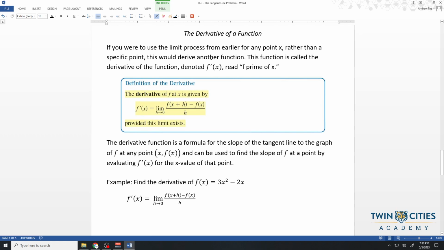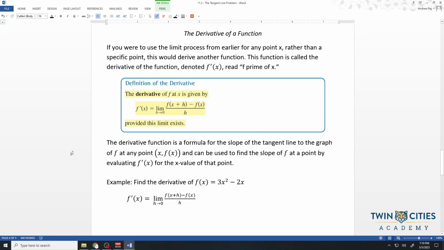If I were to use the limit process from earlier for any point x rather than a specific point, this would derive another function. This function is called the derivative of the function. I denote this f, and then a little apostrophe here of x. I read that as f prime of x. The definition should look pretty familiar. The derivative of f at x is given by f prime of x equals the limit as h approaches 0 of f of x plus h minus f of x over h. This is assuming that this limit exists.